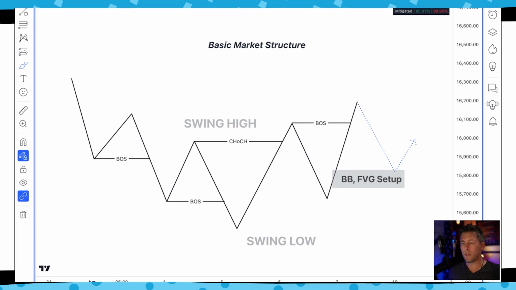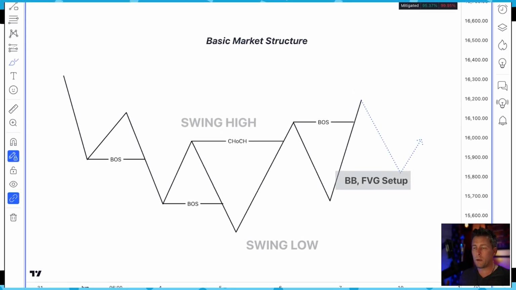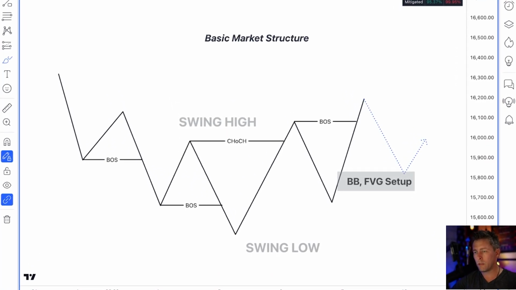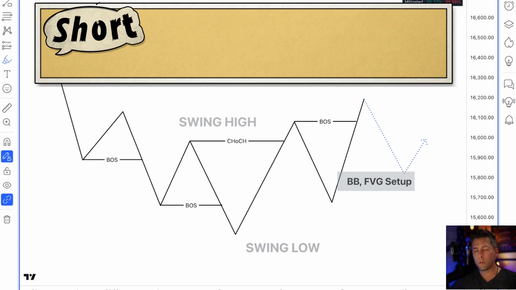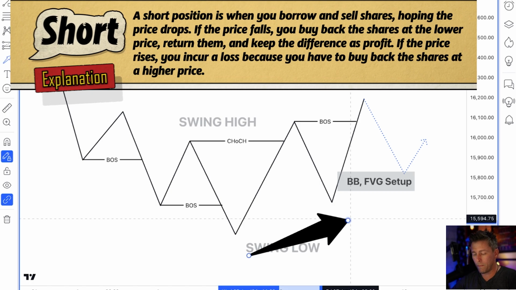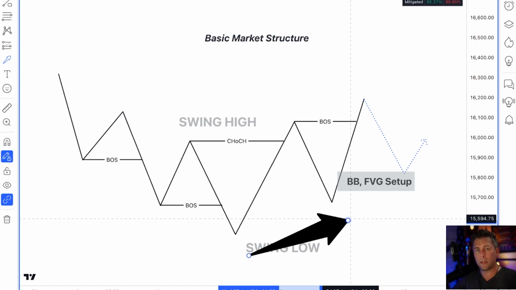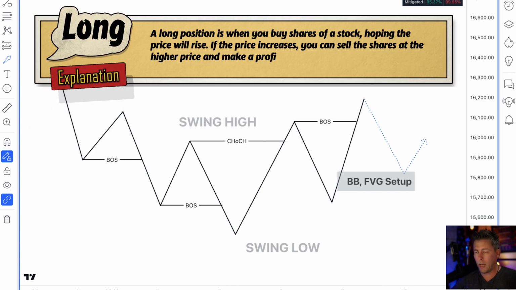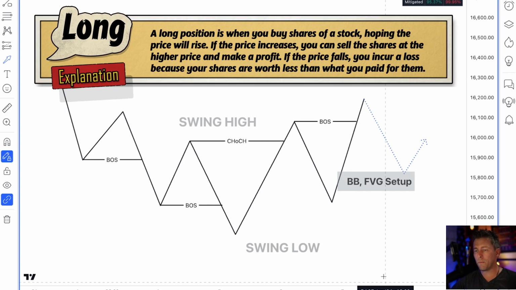Now, you probably learned this online. You've probably seen something like this. Market structure tells us the direction in which price is moving. If the market structure is bearish, making a series of lower lows and lower highs, then we're looking for shorts. We're looking to make money going down. But if the price is making higher lows and higher highs, and it's reversing, going back up, we want to be looking for longs. We want to make money going up. So it's pretty simple.